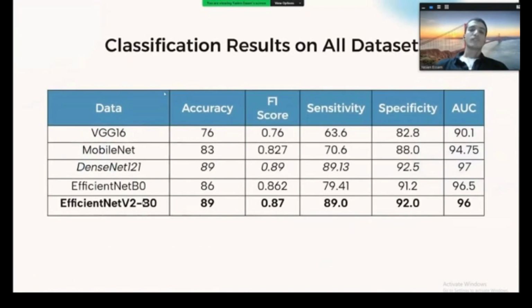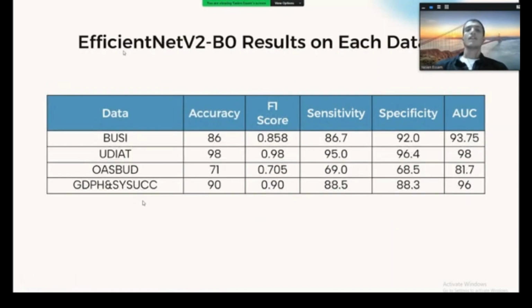For our results, this is a classification result using more than one model, and here we can see that EfficientNet and DenseNet have the highest results, but we chose to go with EfficientNet version 2 because of the advantages we mentioned earlier: efficiency, accuracy, and number of parameters, which will help us in deploying to production. EfficientNet version 2 results on each dataset.